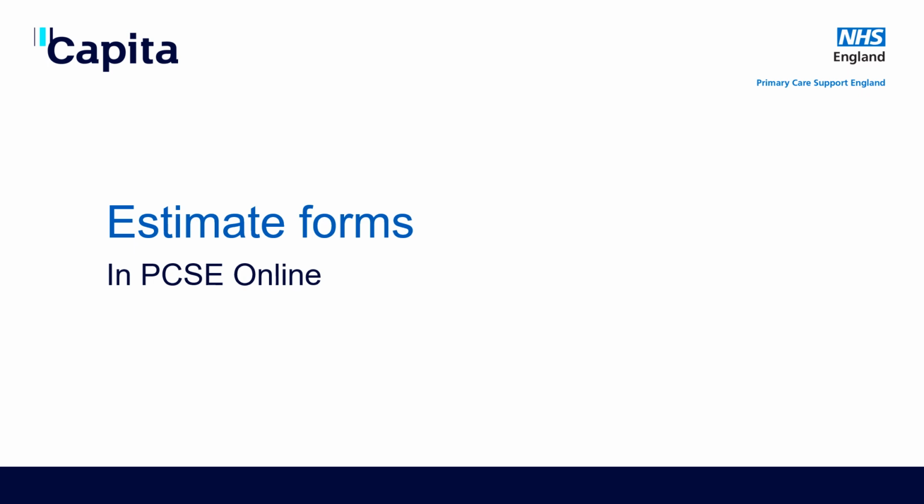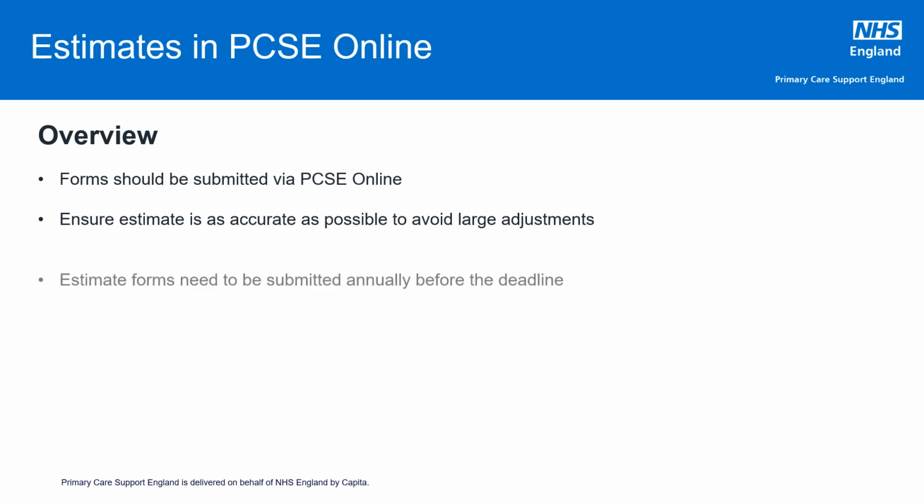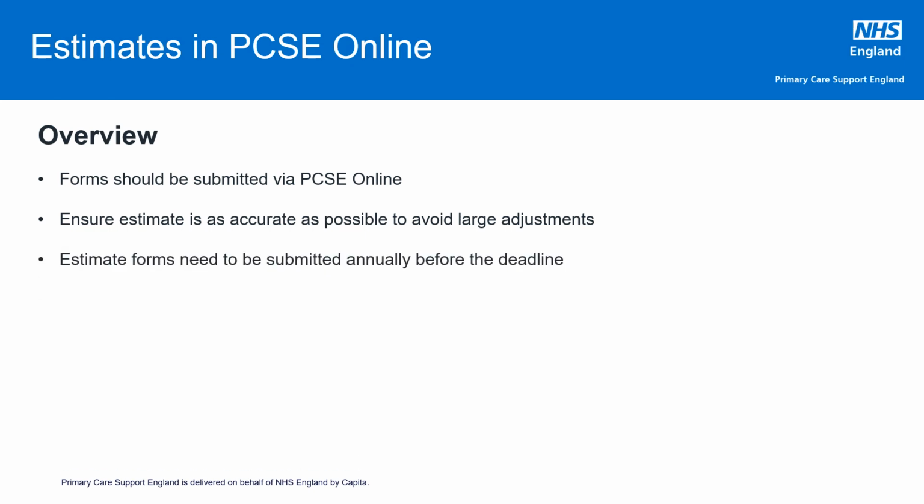Annual practice estimates in PCSE Online. Annual practice estimates of pensionable profit should be submitted via PCSE Online. It is important that the estimate is as accurate as possible to avoid large adjustments when end-of-year certificates are reconciled. Estimate forms need to be submitted annually before the deadline. This ensures that the pension contributions are correct for the next financial year.